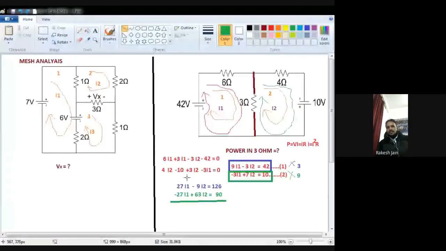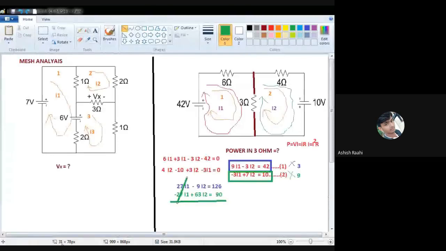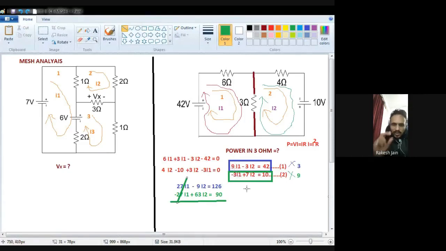Yes, tell me. Sir, why will we multiply by 3? No, because the second equation consists of 3 and 7, so either multiply by 3, then I1 to I1 will cancel out, because 9 multiplied by 3 will be 27, and because you used 3, the second equation will be multiplied by 9. Either use the constant of I1 to multiply the whole equation, or use the constant of I2 to multiply the whole equation.